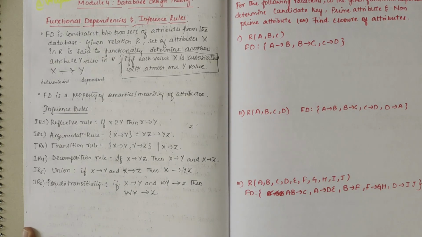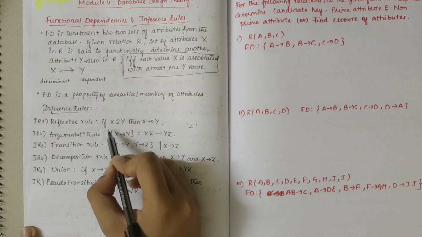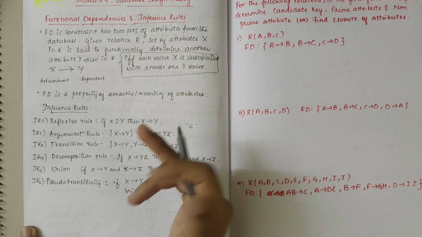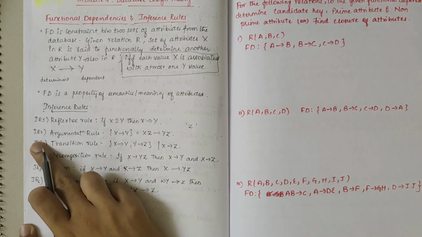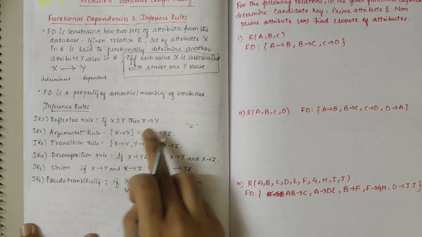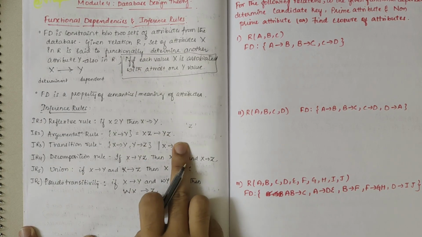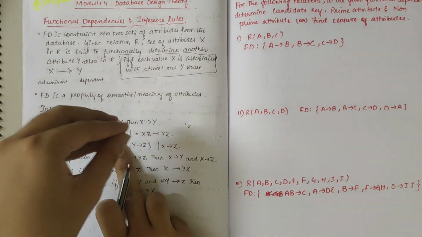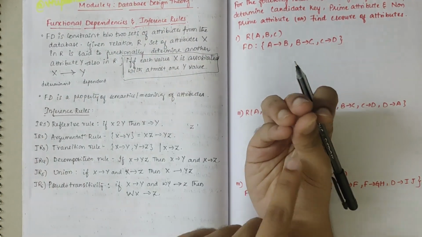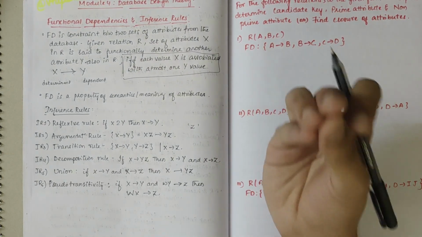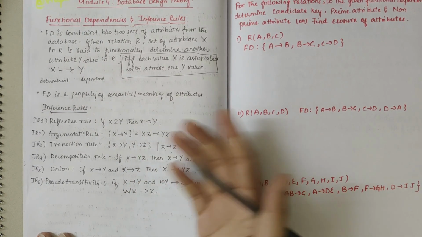IR1, inference rule 1, is the reflexive rule, which states that if X is a subset of Y, or Y covers X, then we can say that Y also determines X. Then we have the augmentation rule, which says if X determines Y, and let's take an attribute Z, then XZ should determine YZ. Here, let's take A determines B. So the group of attributes in A, that is XZ, should determine the group of attributes in B, that is YZ. So Y and Z are associated with X and Z. That's what it means.